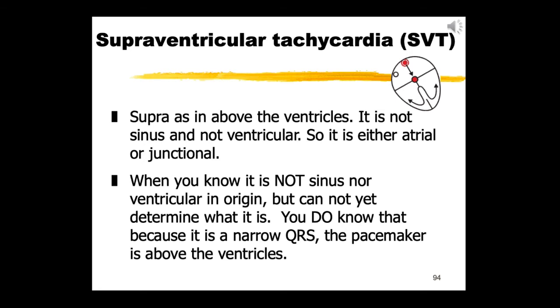When you know that it is not sinus nor ventricular in origin, but you cannot yet determine what it is, you do know that because of the narrow QRS complex, the pacemaker is above the ventricles. Therefore, until you slow it down, you will not be able to determine the pacemaker site. So we call it supraventricular tachycardia in this case.